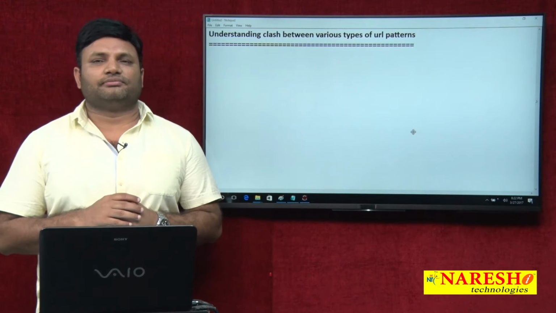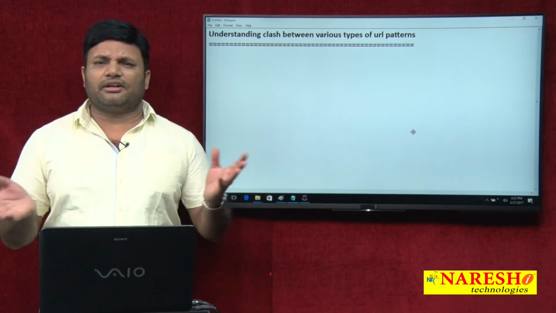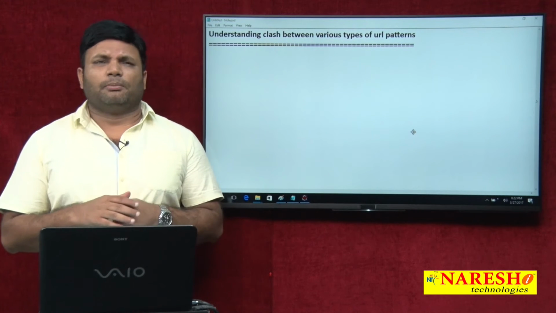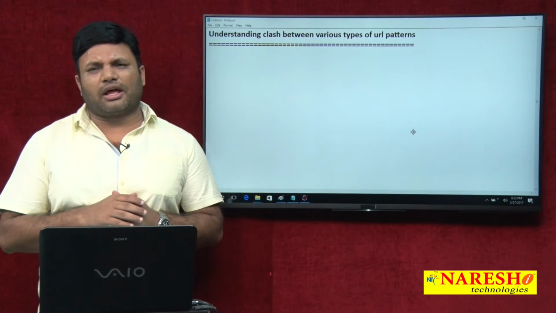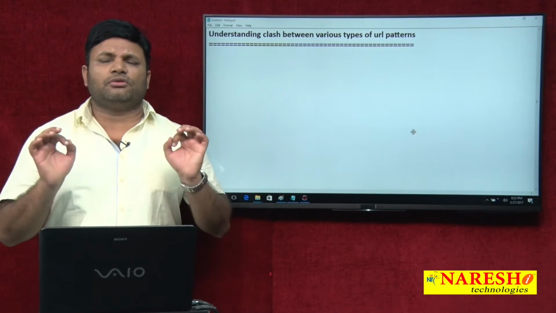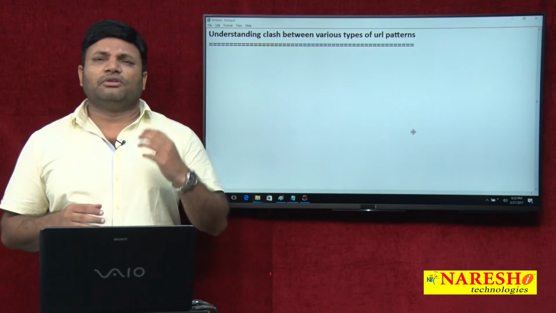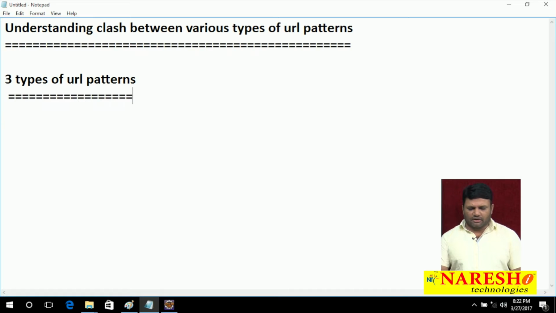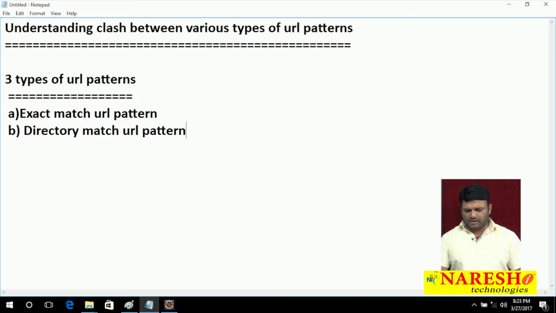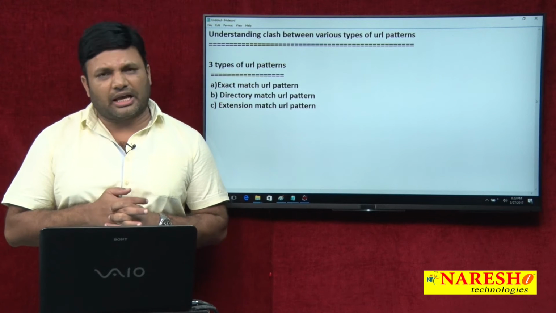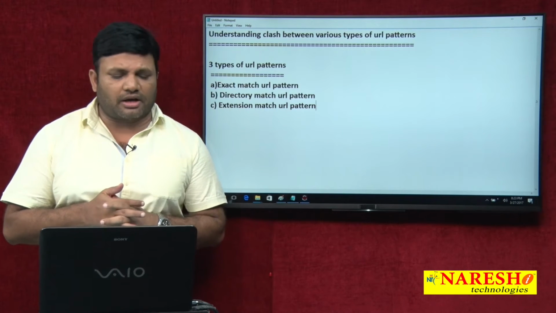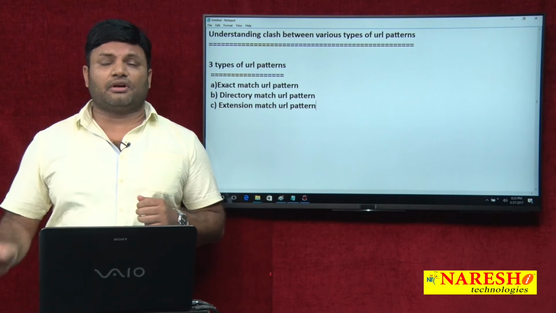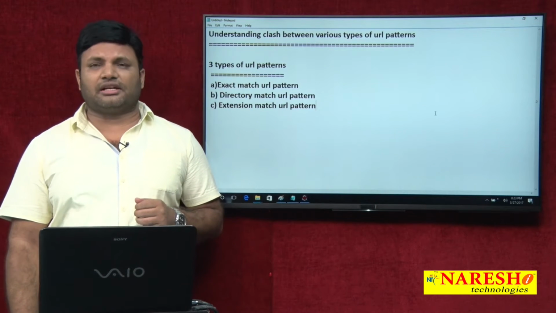First of all, let us try to revise. If you look at my other videos related to servlet URL patterns, I kept part 1, part 2, part 3 videos on servlet URL patterns. In those videos, I discussed according to the servlet specification given by Sun Microsystems. We can have 3 types of URL patterns: A, exact match; B, directory match URL pattern; C, extension match URL pattern. So 3 types: exact match, directory match, extension match.